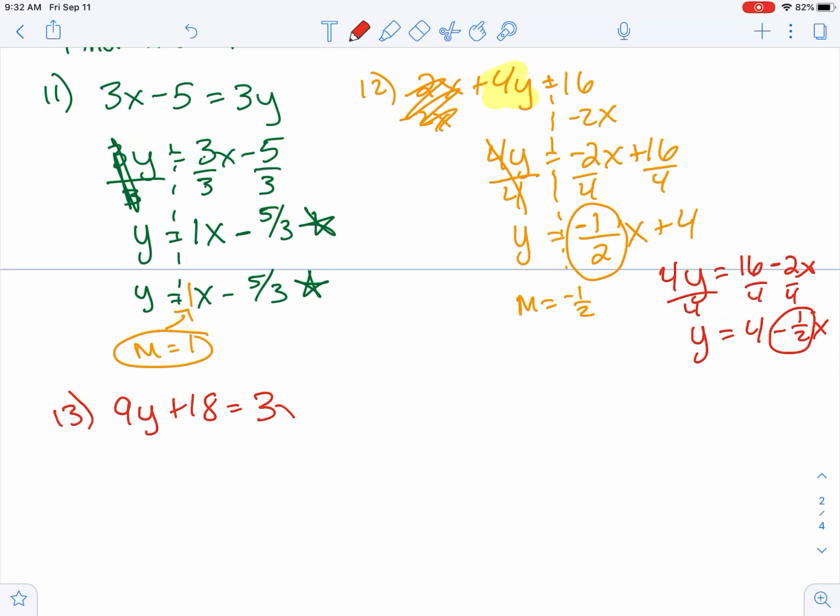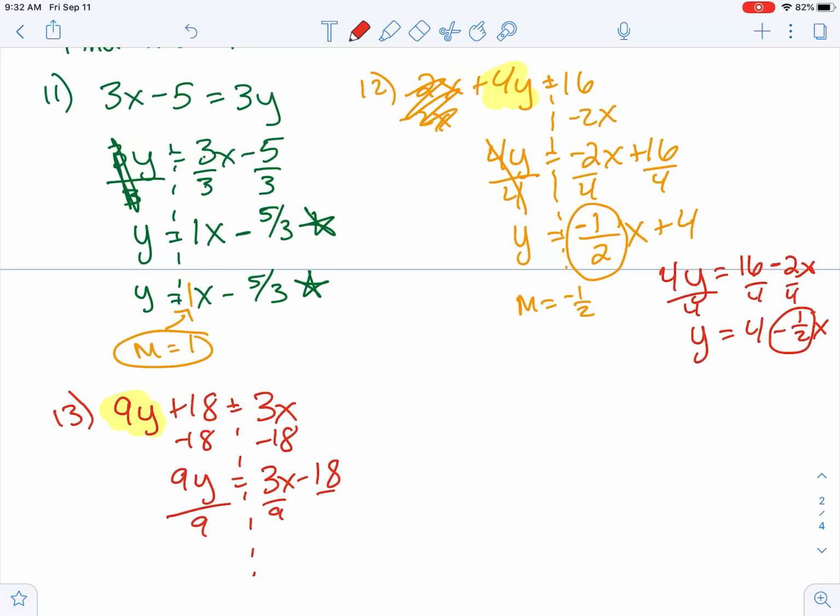We have 9y plus 18 equals 3x. Again, we need to get our y alone. So here's the chunk with the y. I'm going to do my dotted line. Okay, how do I get the 9y alone? I have a plus 18. Opposite of that is minus 18. So I have 9y equals 3x minus 18.